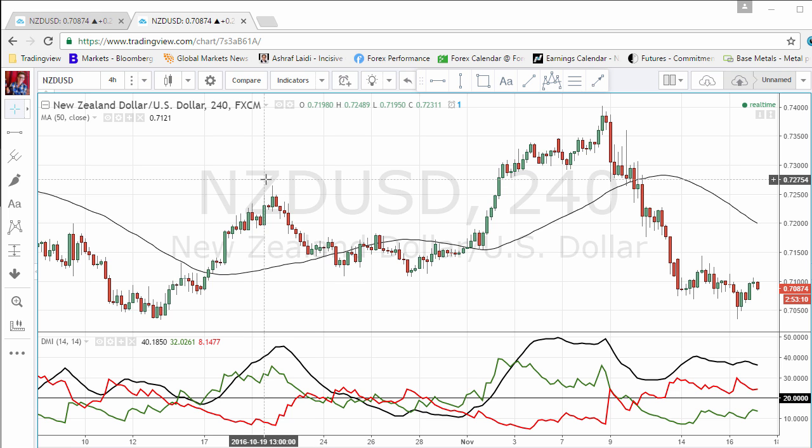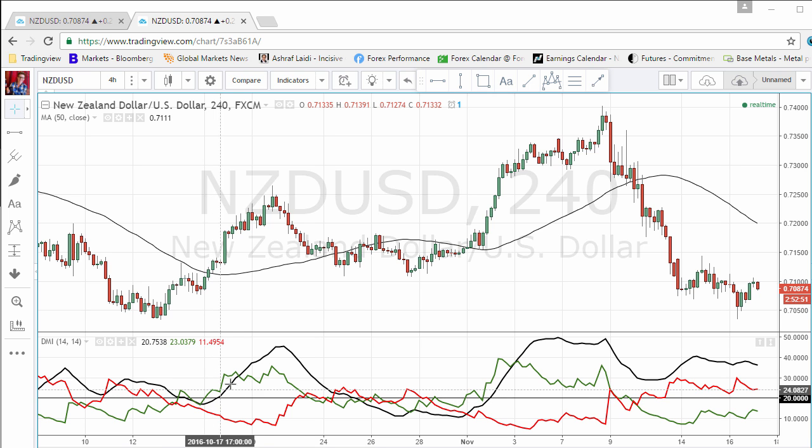Today I want to talk about the ADX indicator. I want to show you what it does, how it is calculated, and also how you can use it in your own trading. So right now here we see the ADX at the bottom. There are three lines to this indicator. The black one is the actual ADX and it measures trend strength.